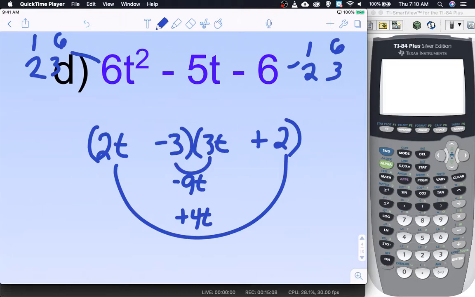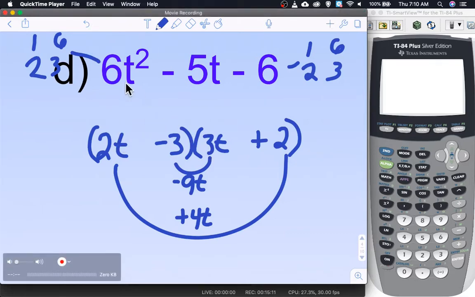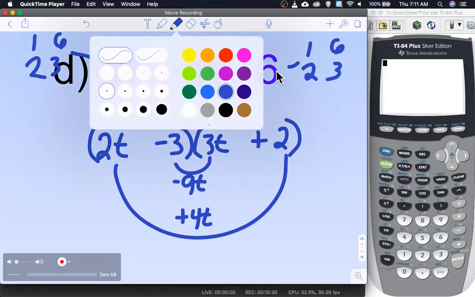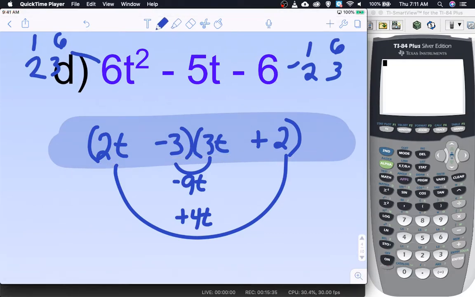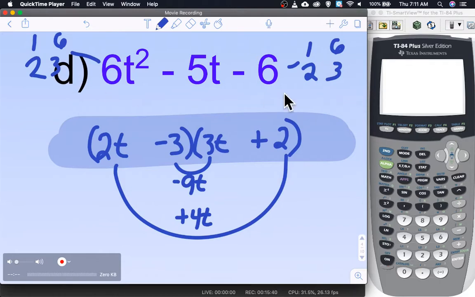So we think we have it, so we check. 2t times 3t is 6t squared. Check. My middle terms, double checking them, negative 9, positive 4 is negative 5t. Check. Last terms, negative 3 times positive 2 is a negative 6. We got it. So that is the answer. So by trying those middle ones, or the ones that are closer together first, like the 2 and the 3, I got it right in my second try.